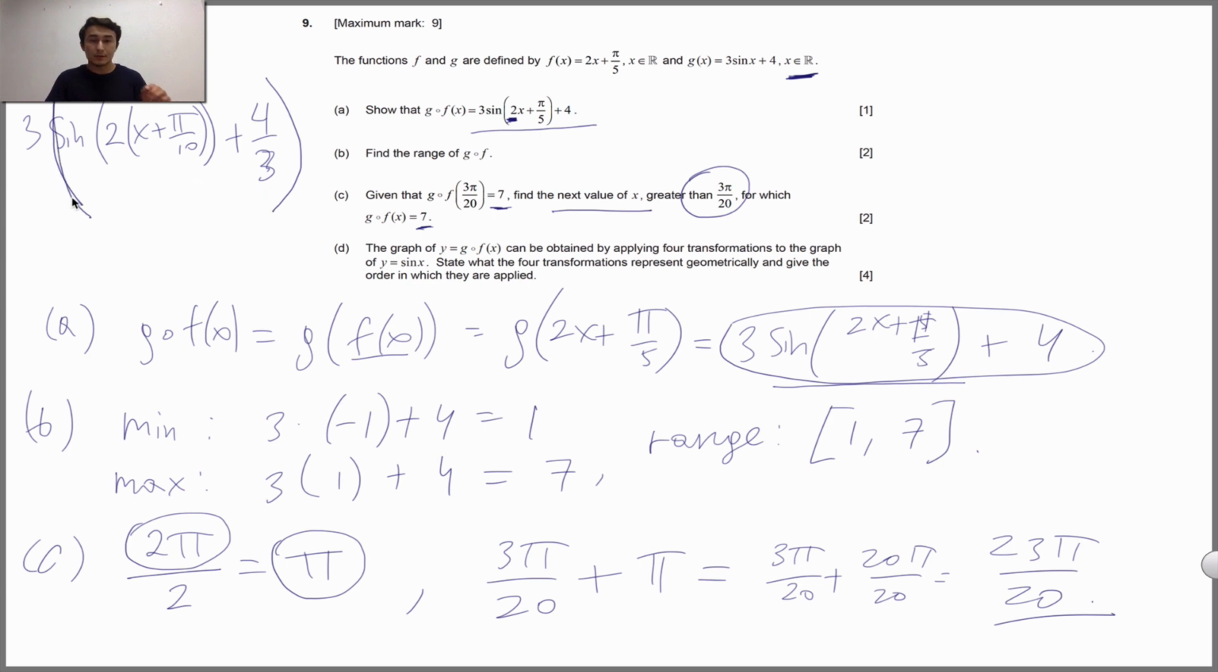So we always, remember this, we always do the brackets first. So the very inner bracket is right here, x plus pi over 10. It means the first action is a horizontal shift to the left by pi over 10, followed by a horizontal stretch by a factor of 1 over 2, followed by a vertical shift upwards by 4/3 and followed by a vertical stretch by a factor of 3. So 3 times up, 3 times down, right?